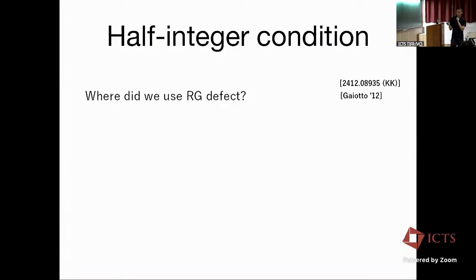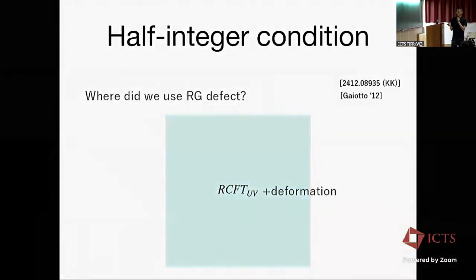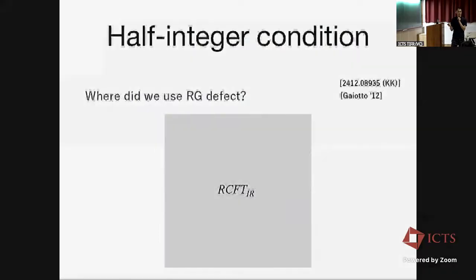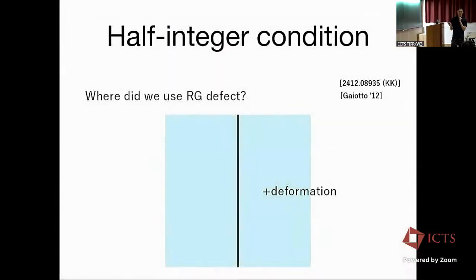And I have to explain where we used the RG defect. So suppose you have this RCFT UV in the whole two-dimensional spacetime, and then we deform it, and then by assumption, this theory flows to the IR rational conformal field theory. But we can modify this operation a bit, and then we leave the left-hand side untouched and only deform on the right-hand side. And then by assumption, the left-hand side remains RCFT UV, but the right-hand side flows to RCFT IR. And the system develops a defect, and this is called an RG defect.